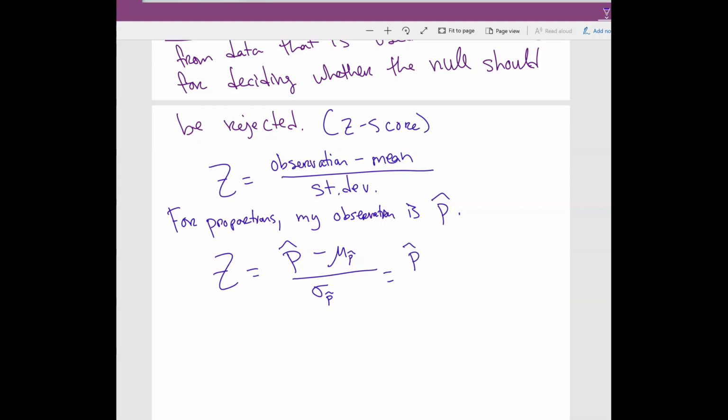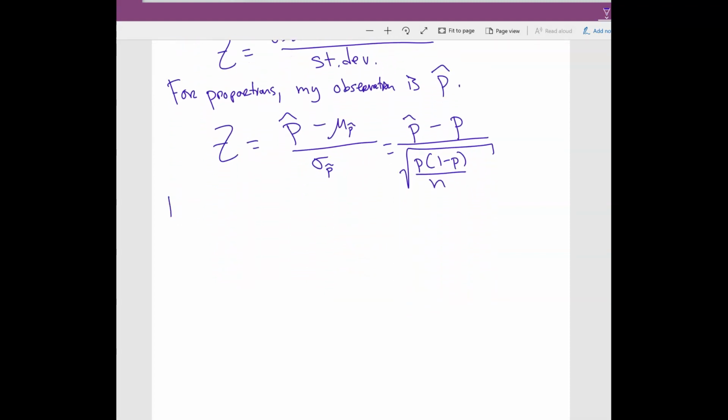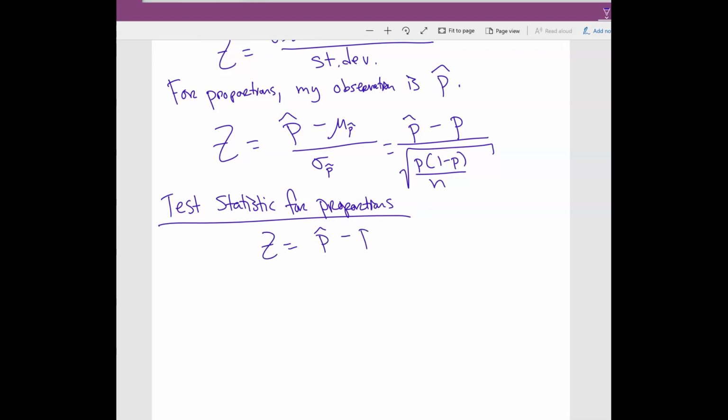This is going to be p hat minus the mean of p hat, which is just p, divided by the standard deviation of p hat, which is just the square root of p times 1 minus p over n. So basically, the test statistic for proportions, and this is something that you want to know, is z equals p hat minus p divided by the square root of p times 1 minus p divided by n. That is my test statistic.